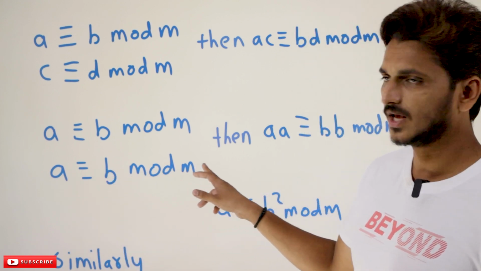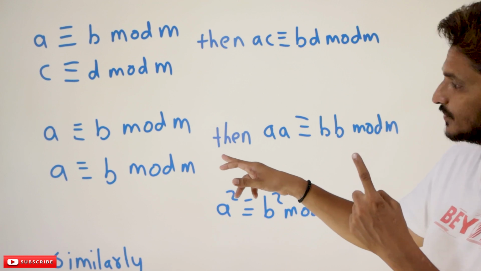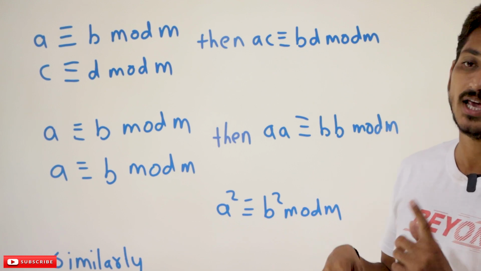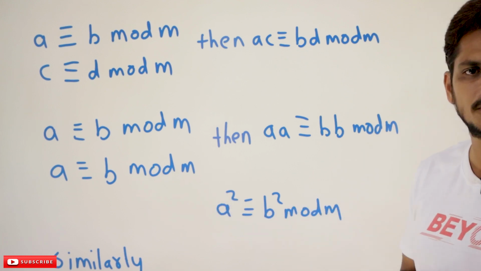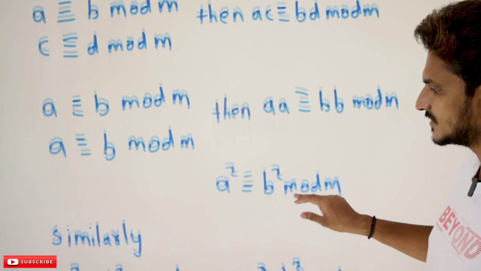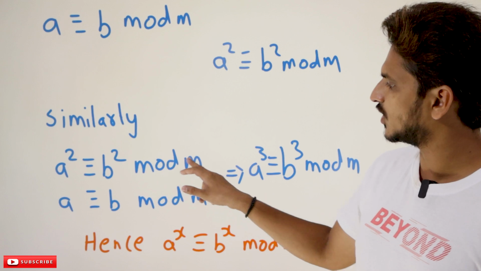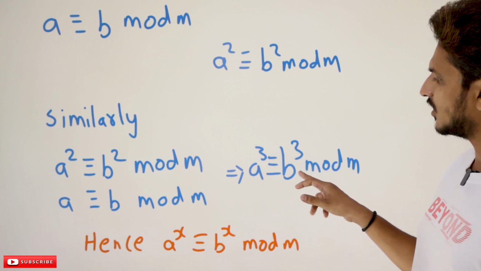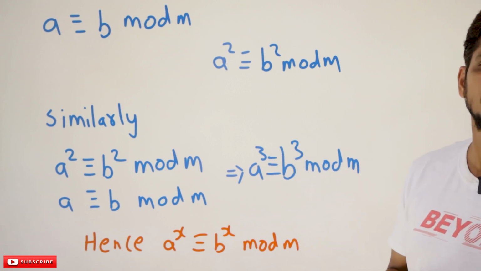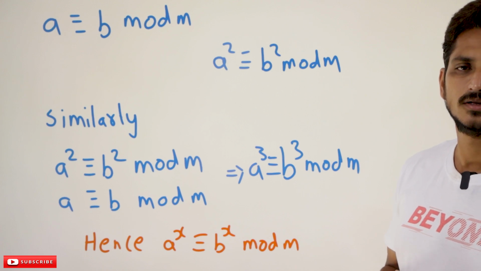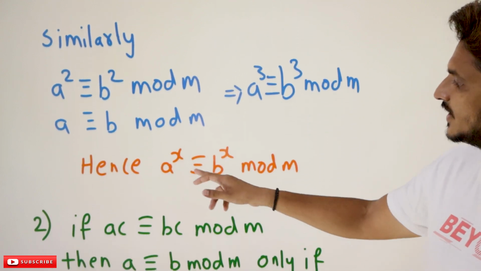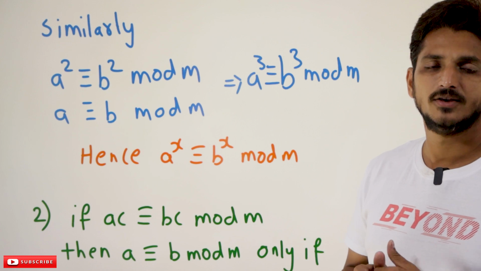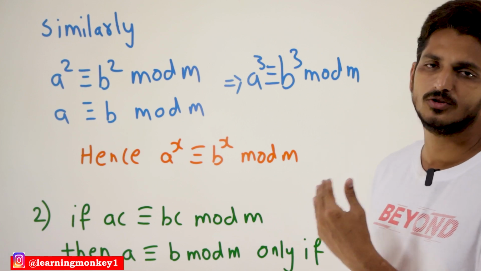A congruent to B mod M. Then this can be written as, from the first property in the previous class, AA congruent to BB modulus M. AA means A square congruent to B square modulus M. Similarly, you repeat this. You take this A square congruent to B square modulus M. Then again you take A congruent to B mod M. This can be written as A cube congruent to B cube modulus M. You can extend this formula to anywhere. That's why A power x congruent to B power x modulus M. If A congruent to B mod M, then A power x congruent to B power x modulus M.